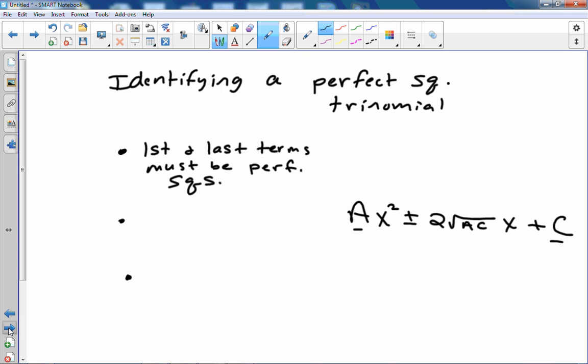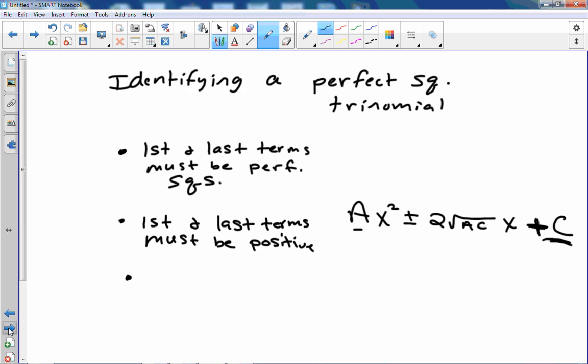Now, the other thing, to really be perfect squares, they have to be positive. So a and c, the first and last terms, must be positive. The a has to be positive and the c has to be positive. If they're not both positive, in other words, this sign right here has to be plus. I can't have a minus right there for it to be a perfect square trinomial.